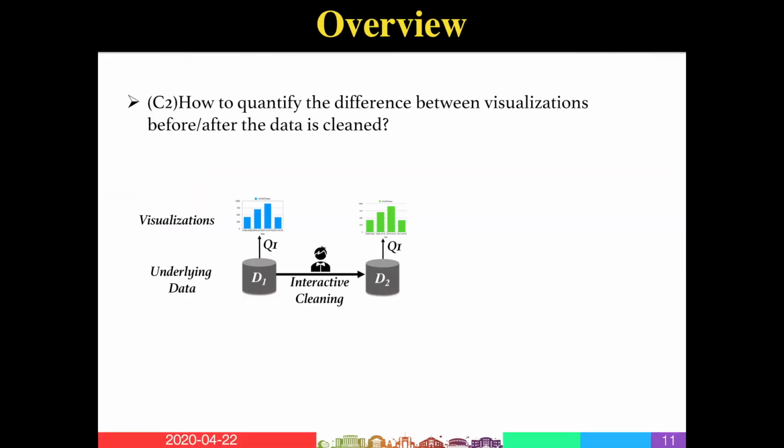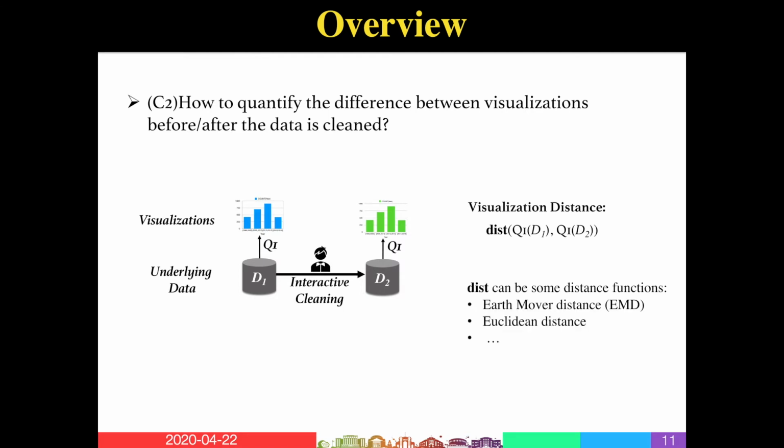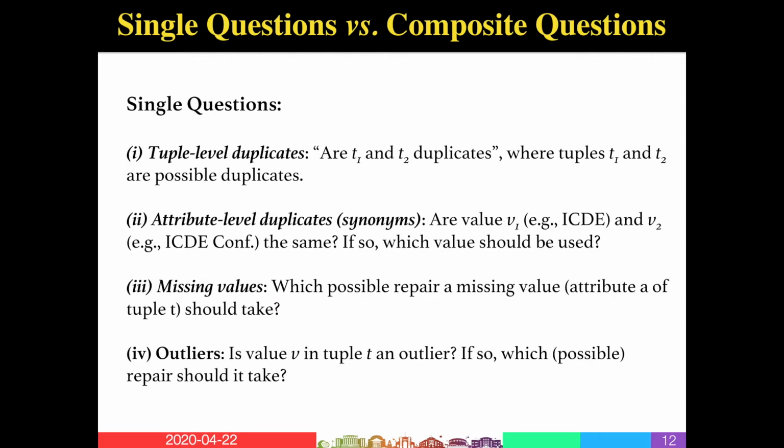For the second challenge, we propose to use distance functions to measure the visualization distance so as to quantify the improvement of visualization quality after a round of cleaning. The distance functions can be earth mover's distance, Euclidean distance, and so on. For each type of error, we can use the existing techniques to detect and generate repairing candidates and ask the user to check. For example, for tuple-level duplicates, we employ entity resolution techniques to detect duplicates and use active learning techniques to select questions to interact with the user. We call such questions single questions.